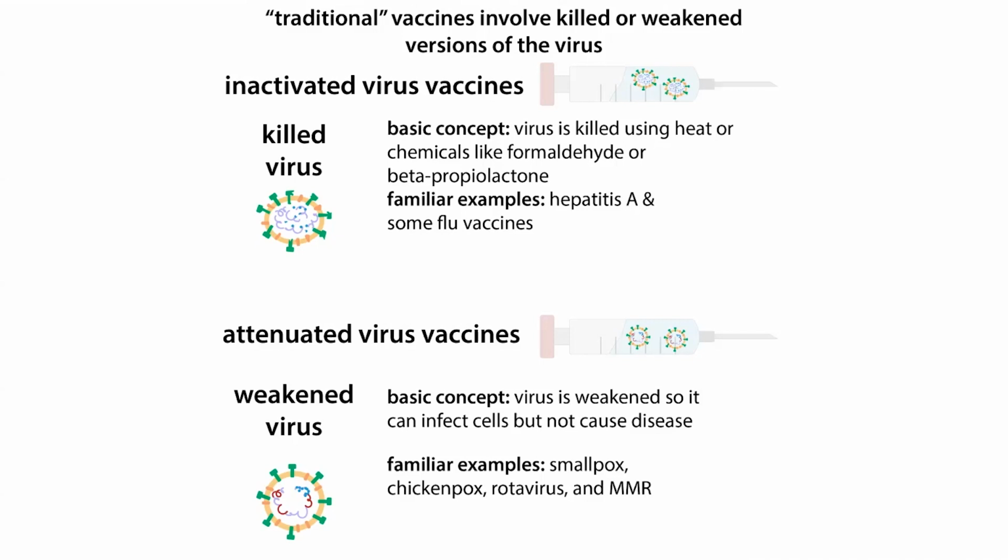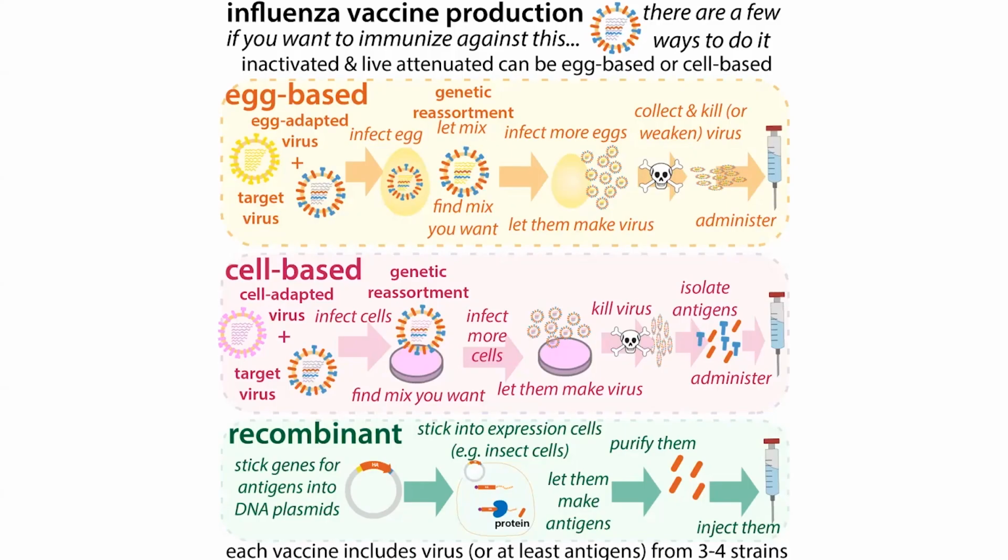In either of these cases, you're going to have to grow up large amounts of the virus and then either weaken it or kill it altogether. You can grow up the virus in either eggs, typically chicken eggs, or in mammalian cell culture. The way they do this is they take a virus that's been adapted to grow in the cell culture. Growing in cell culture is not quite like growing in an actual person, and so the virus is going to adapt to be grown in those different cells.